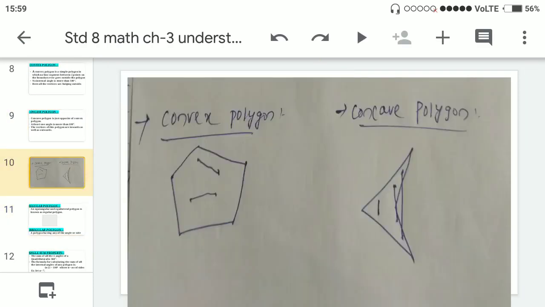So in the convex polygon, what happened here? We are drawing two line segments joining four different points, and they all are lying inside the figure. Whereas in the concave polygon, the first line is lying inside, but the second and third lines are lying outside the figure. So that's why it may be inside or it may be outside. So in a concave polygon, the line segment is not necessarily always lying inside the figure. And see, one of the vertices is bulging inside, so it is known as the concave polygon.